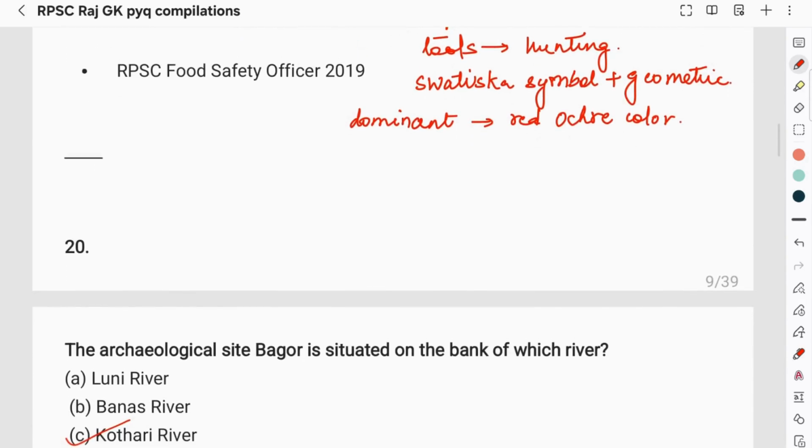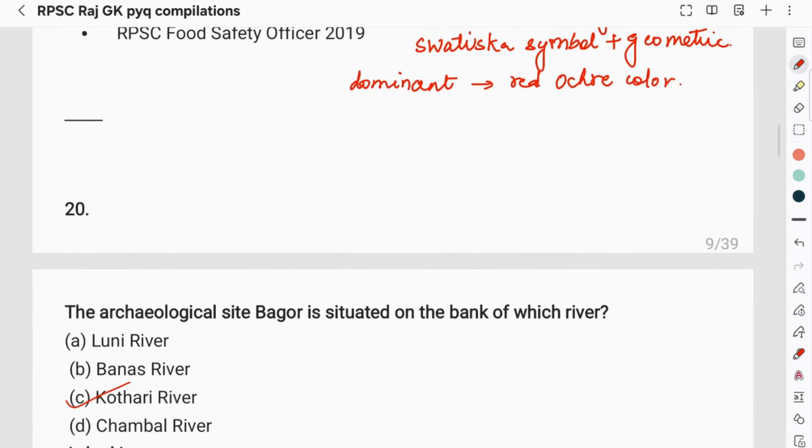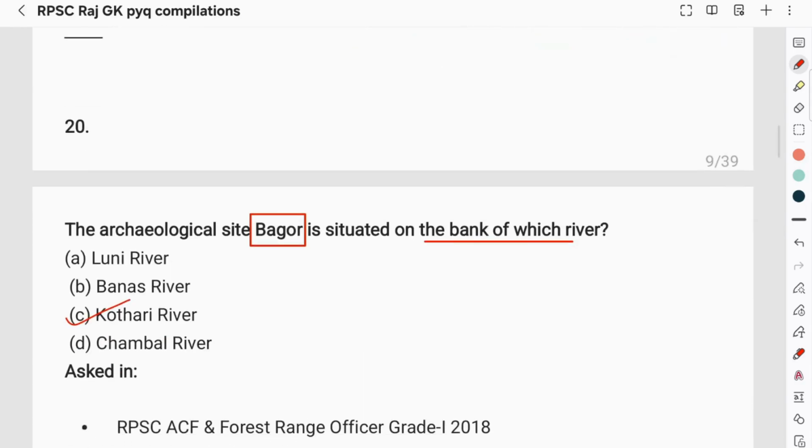Now moving to the last question of the series today: the archaeological site of Bagor is situated on the banks of which river? I want you to focus that generally RPSC asks about which culture the site is from, like whether it is a Chalcolithic site, Mesolithic site, or Harappan site. The next type is on whose banks they are located, and the evidences which we have found from the site, and importantly, the excavators too.